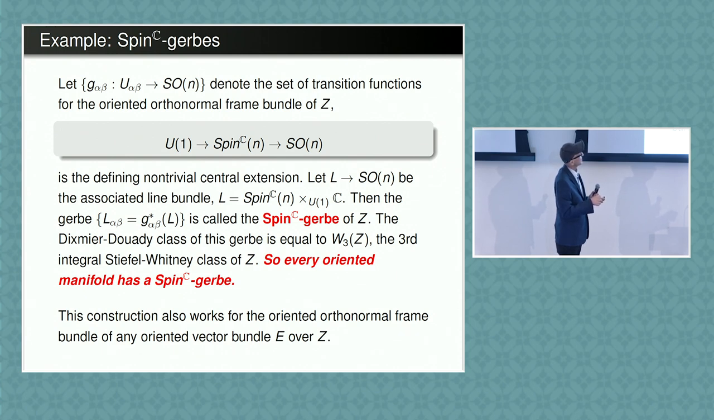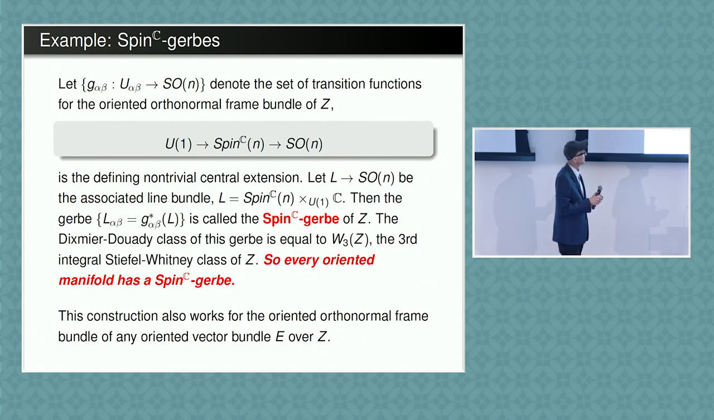And let L be the associated line bundle of this U(1) principal bundle over SO(N). Right? So L is just Spin^c(N) cross C divided by U(1). The gerbe L alpha beta, which is the pullback under g alpha beta of this line bundle L over SO(N), is called the spin-c gerbe of Z.